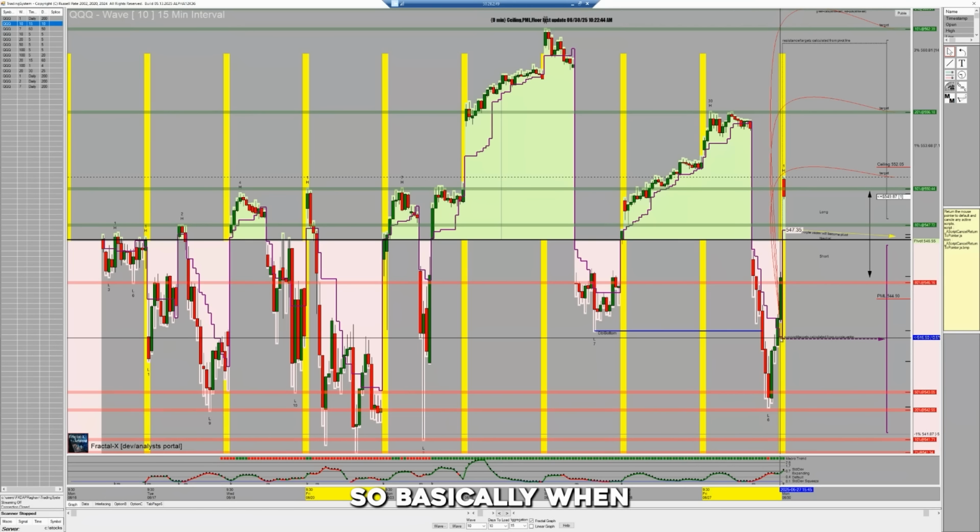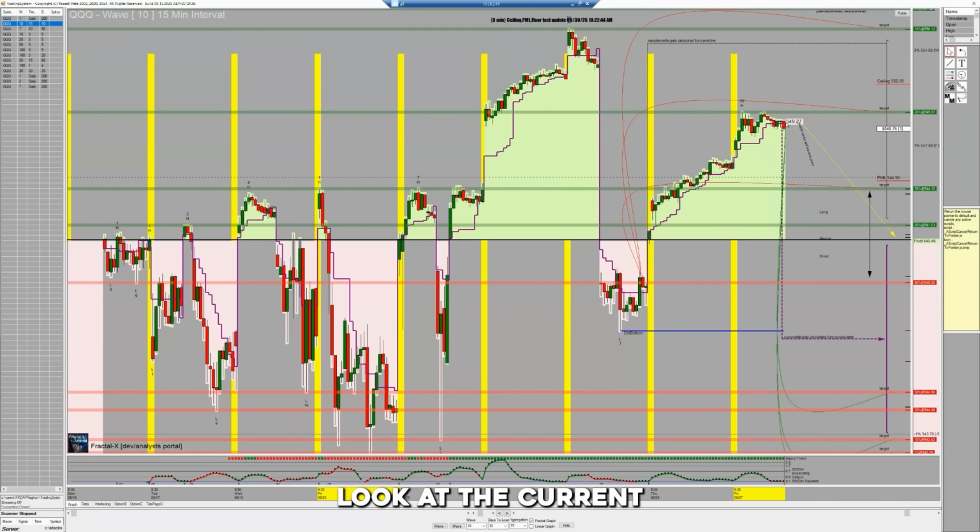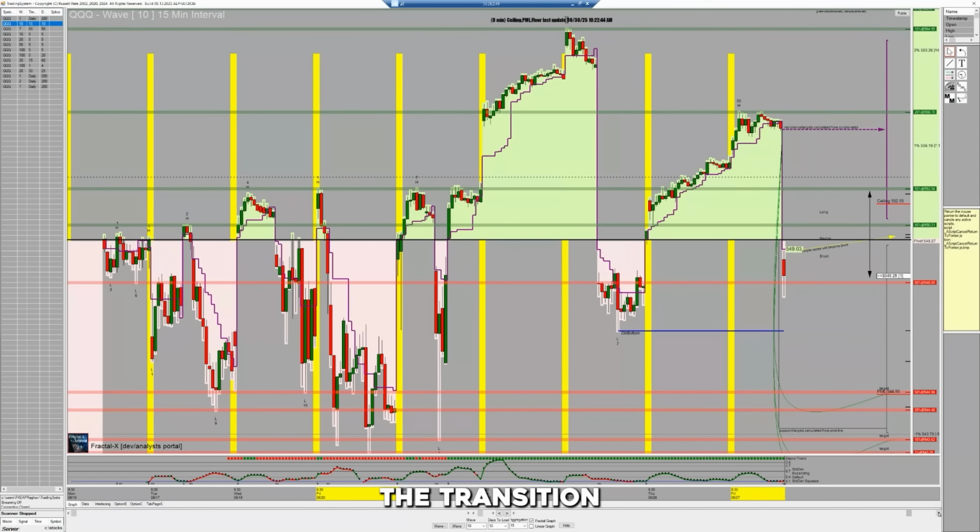So basically, whatever the price of the vector is just before the transition, the pivot changes to that price. Does that make sense? Let's go for another example, like this transition right here, to make it clearer. You can look at the current vector price, that is 549.27, correct? Yeah. Now we are going to move to the transition.